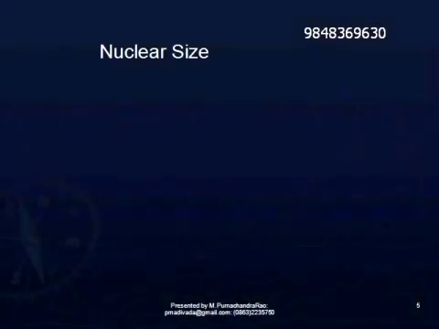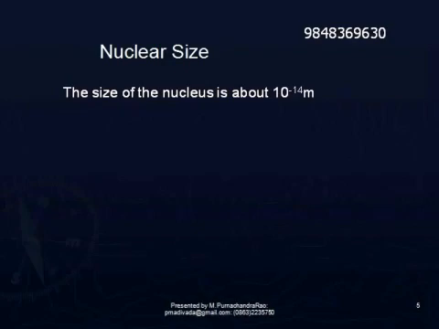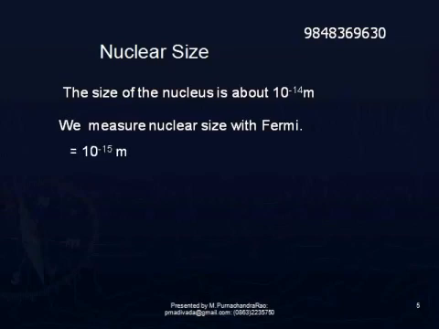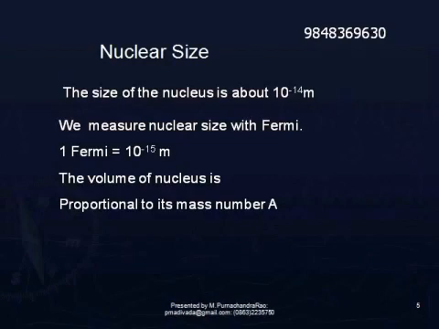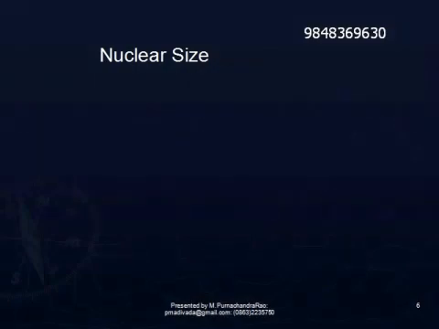Nuclear size. The size of the nucleus is of the order of 10 to the power of minus 14 meters. We adopt a new smaller unit to measure such small distances like the size of the nucleus. That is the Fermi. 1 Fermi is 10 to the power of minus 15 meters. This is the small unit that is used to measure the size of the nucleus.